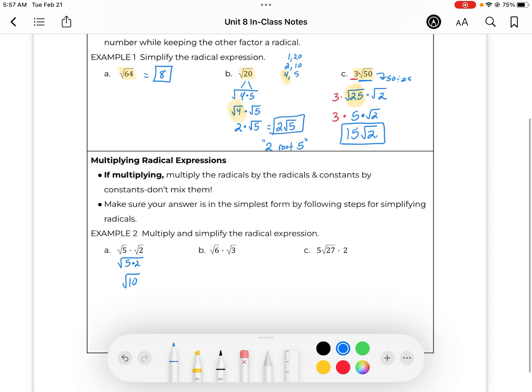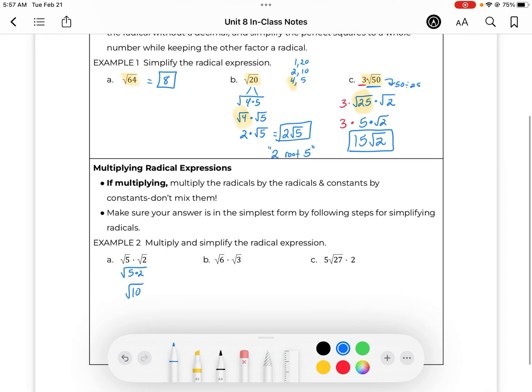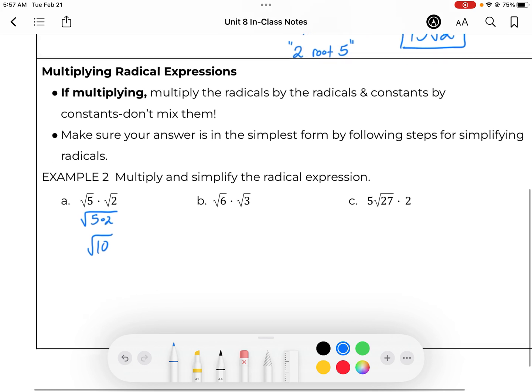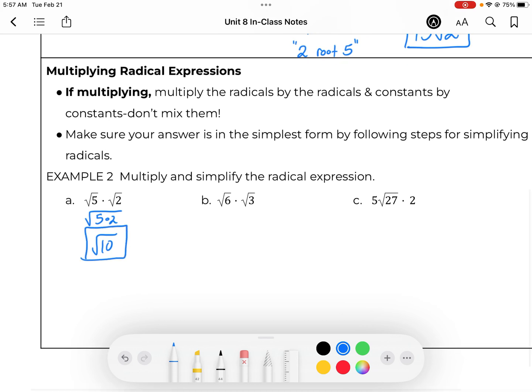Since 10 is not one of the perfect squares, I need to look and see if it can be divided by any perfect squares. But the only things you can divide 10 by are 1, 2, 5, and 10. And none of those are perfect squares, so root 10, or the square root of 10, is your final answer. Okay? Let's try part B.